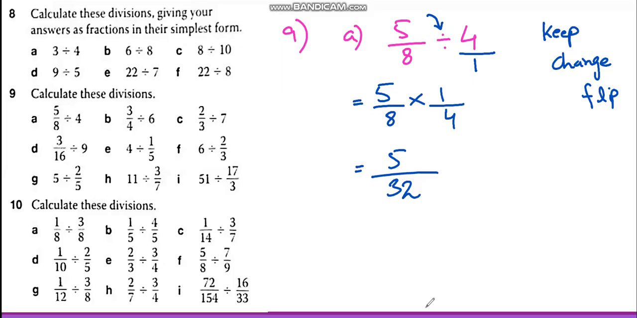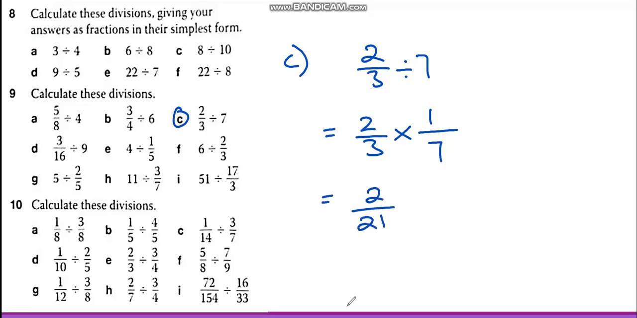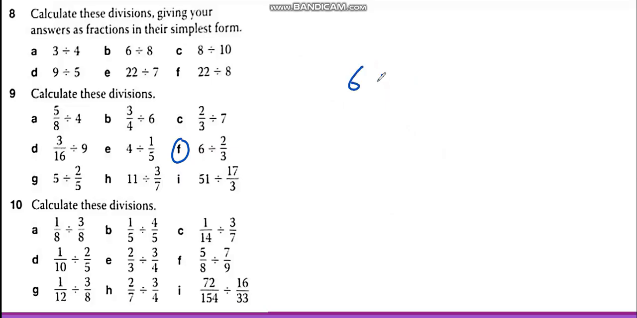Now let's do the C part of question number 9. It's 2/3 divided by 7, meaning we need to keep the 2/3 as it is. We need to change the division sign into a multiplication sign, and we need to flip 7 into 1/7. So the final answer will be 2/21. Now let's do the F part, which is 6 divided by 2/3. So again, we need to keep the first number as it is, and we need to change the division sign to a multiplication sign, and then we will flip the next fraction, which is 3/2, basically.